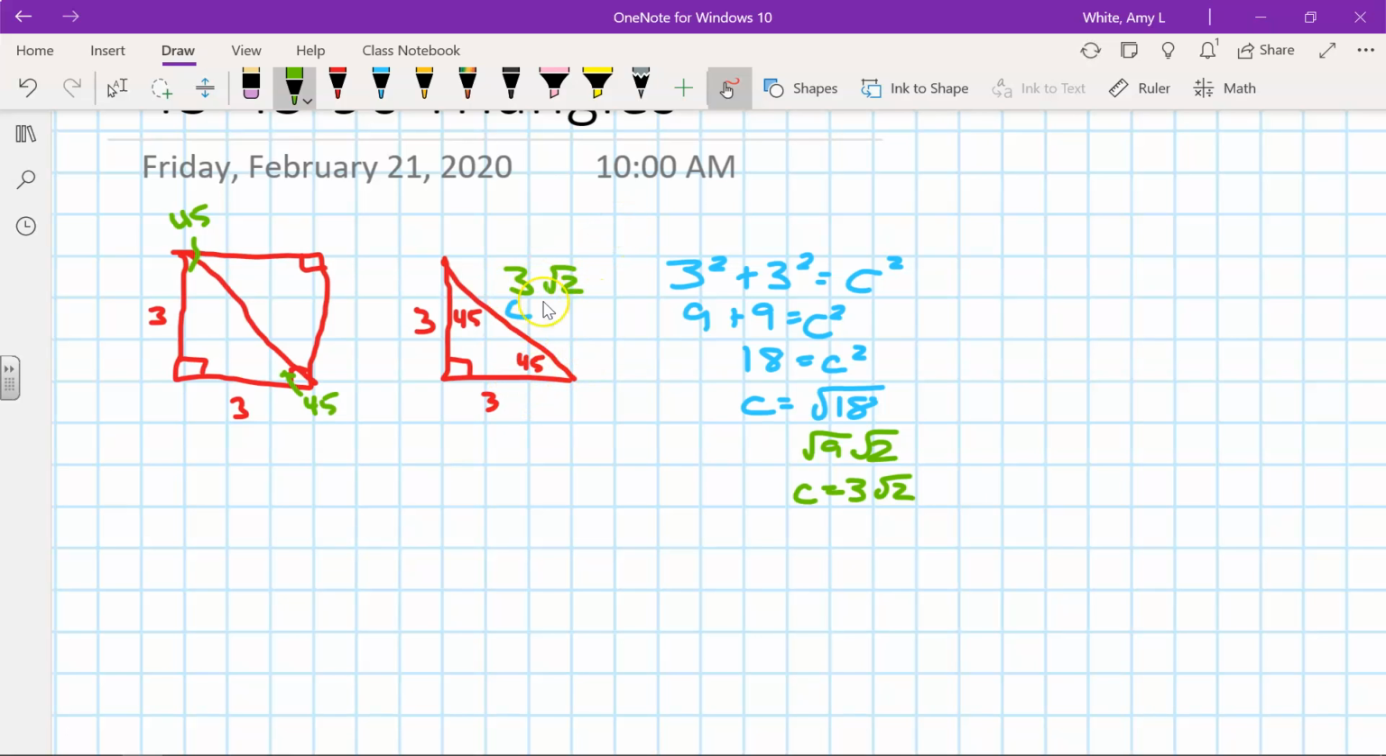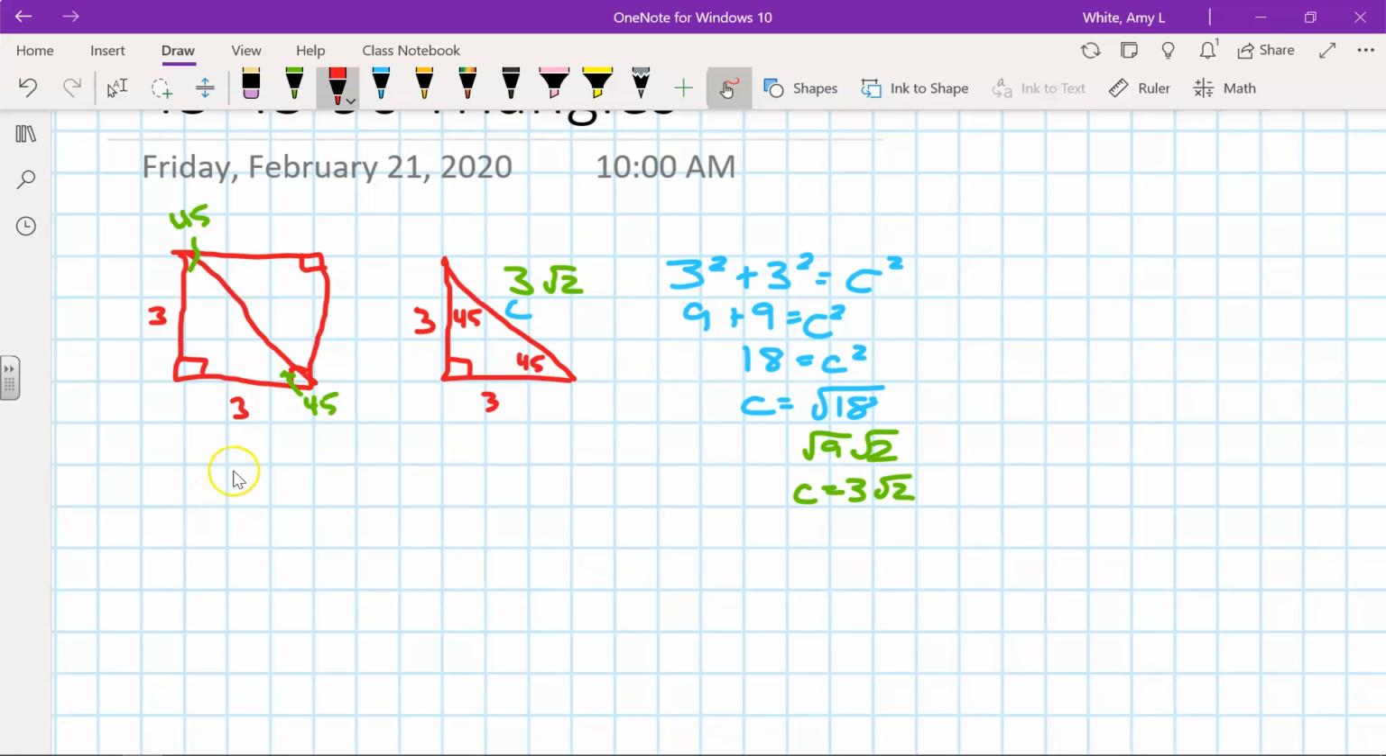Now I want you to think for a moment. Do you notice any similarities between the lengths of the legs of our triangle and the length of the hypotenuse? We might notice that they all have a 3. The hypotenuse has just been multiplied by the square root of 2. That's an interesting relationship that those numbers are so similar to each other. Let's try another triangle and see if that pattern continues or something else happens.